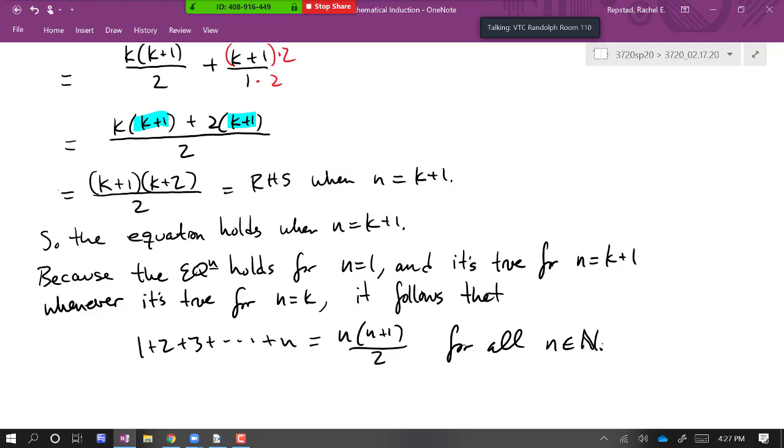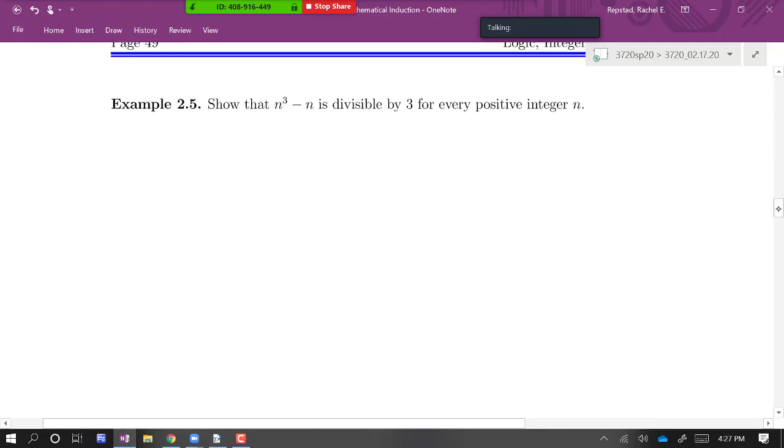Okay, you want to do another one? Was that the question you were going to ask? Somebody was about to ask that. Could we do another one? Yes, we can. Okay. We're going to show that n cubed minus n is divisible by 3 for every positive integer n. Can we actually go back? Chris? Yes, absolutely.